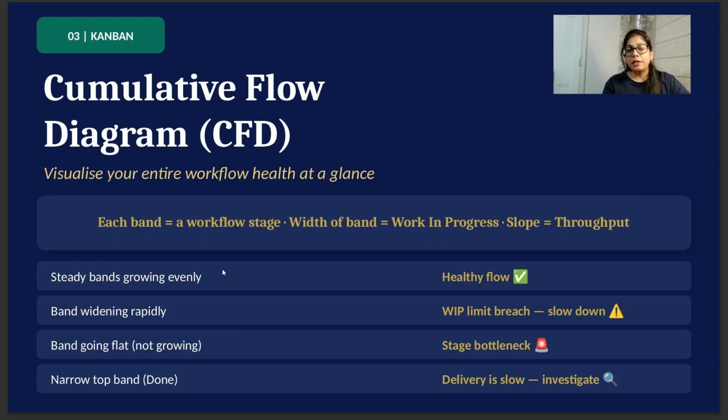So how do you study different bands in CFD? Steady bands growing evenly mean a healthy flow. If the bands are widening rapidly, it means the work in progress limit has been reached, and there's a slowdown in your team. A band going flat, not growing, means there is a bottleneck. A narrow top band, that is done, means the delivery is slow and you need to investigate with the team what is blocking them.